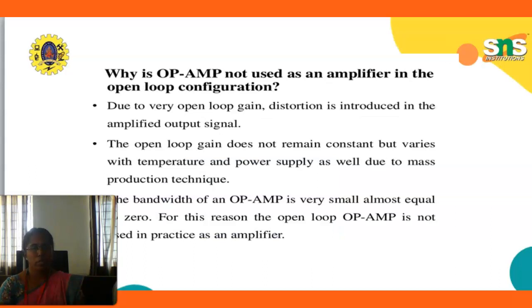Why is the opamp not used as an amplifier in the open loop configuration? Due to the very high open loop gain, distortion is amplified in the output signal. The open loop gain does not remain constant but varies with temperature and power supply as well as due to production technique. The bandwidth of an opamp is very small, almost equal to 0. For this reason, the opamp is not used in practice as an amplifier.